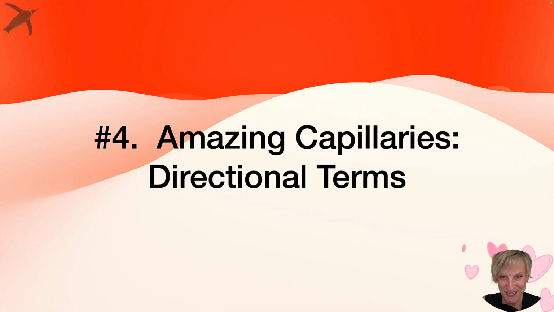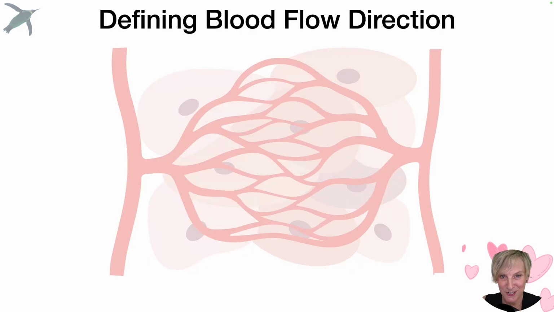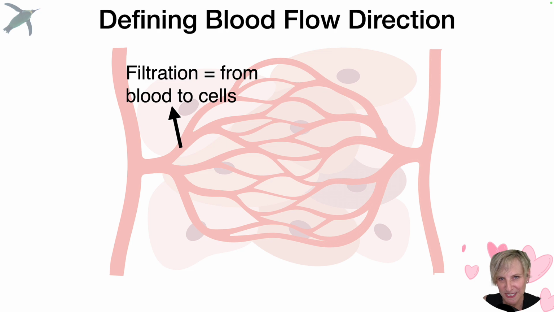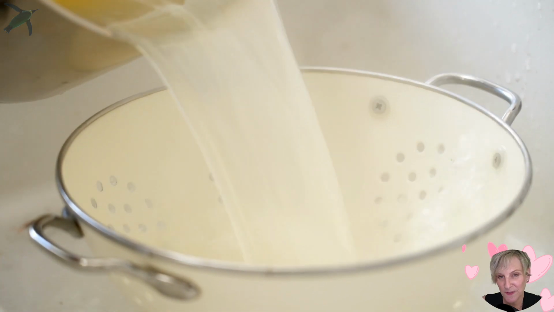All right, directional terms. Unlike a freeway, we cannot use words like on and off or in and out because it just doesn't make any sense. So by convention, this is what we do. When we're describing the flow of materials from the blood to the cells, we call that filtration. This is a word you're familiar with because you experience filtration all the time.